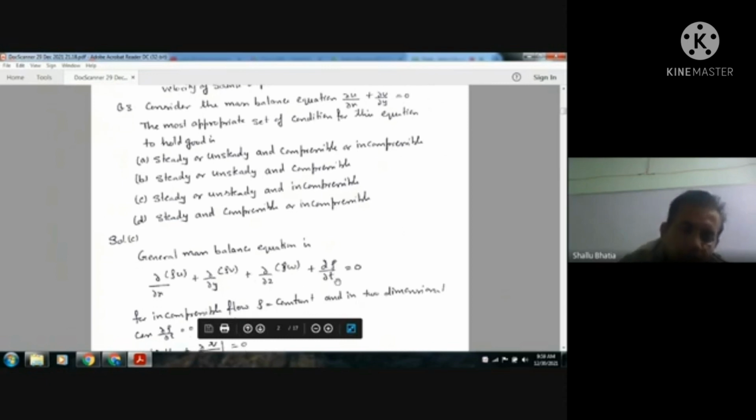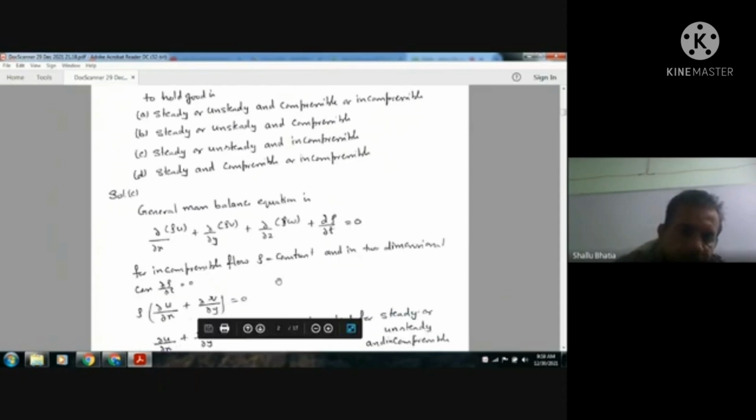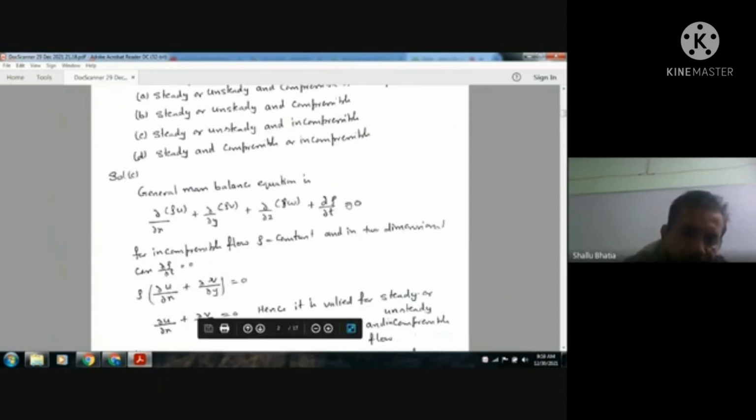When we assume incompressible flow, then rho is constant. And when we consider two-dimensional flow, then z is not present. So curly rho by curly t is zero. If rho comes out of the bracket, then curly u by curly x plus curly v by curly y is zero. Here this rho cannot be zero, so the bracket is zero.